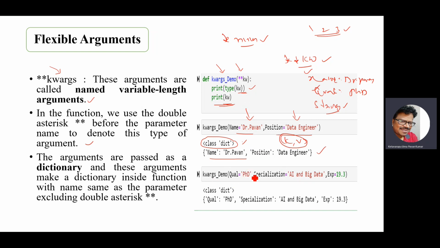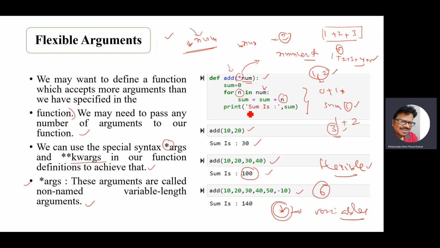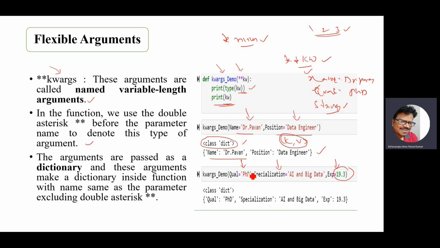The second time we are calling with three parameters. One is a string, second is also a string, third one is a floating point number. Now you see, guys, in the earlier example, we were not particular about the names of the arguments. We just gave the numbers or whatever we wanted. But in this example, you can even specify the names for the arguments. In the first function call, we gave the name and position, but in the second case, we gave the qualification, specialization, and the experience.